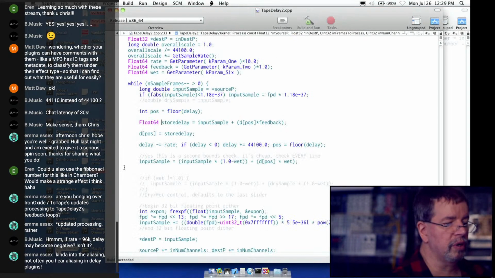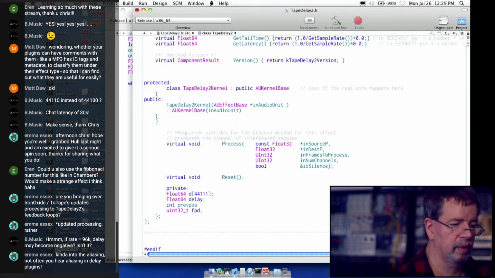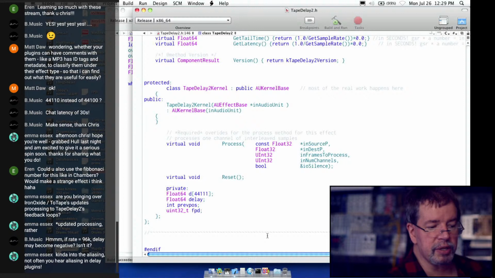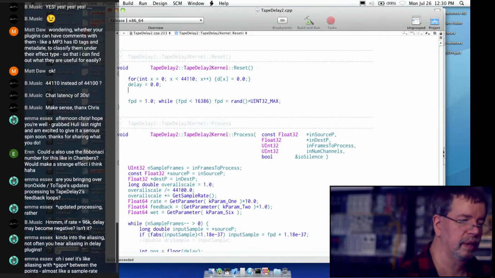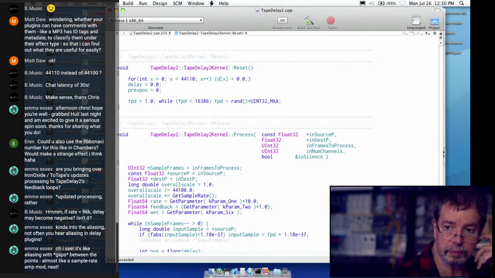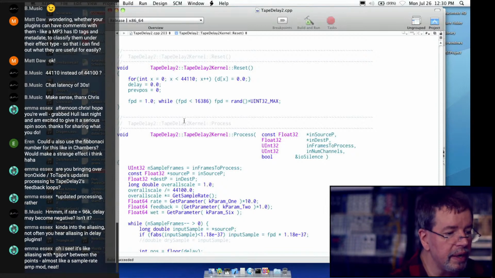And what's the word? The word is pause. We're saving this as prev pause. We're initializing it. If I can spell. Yep, it's aliasing with gaps between the points. Nailed it.